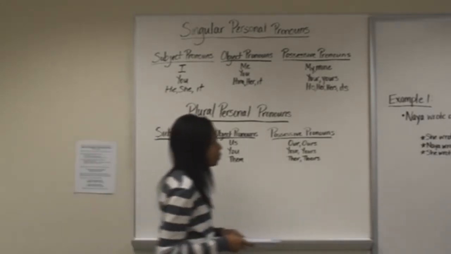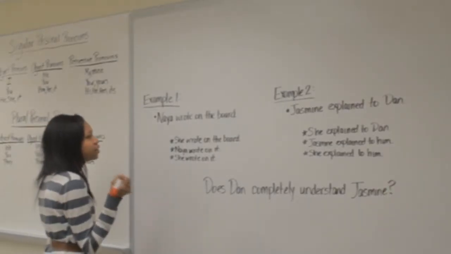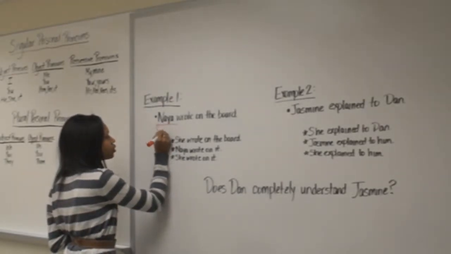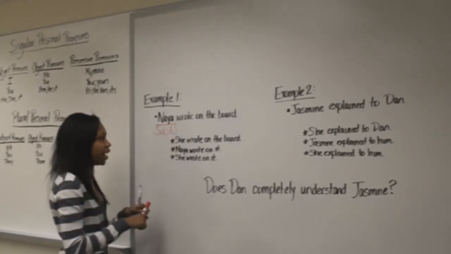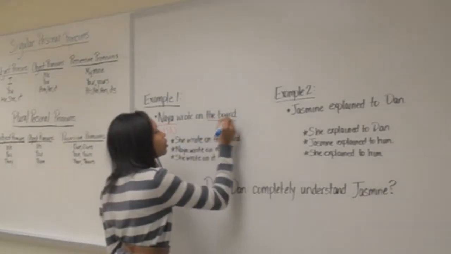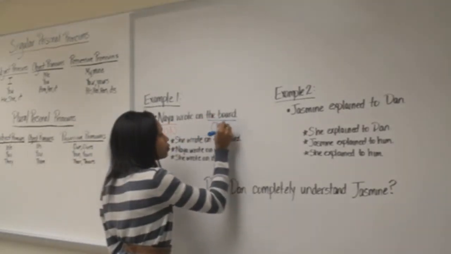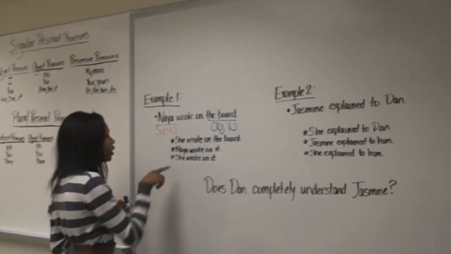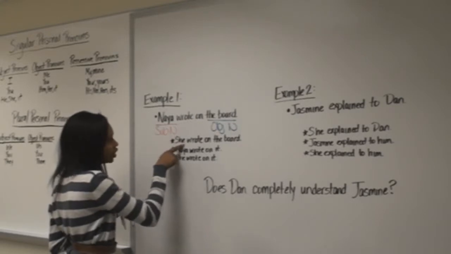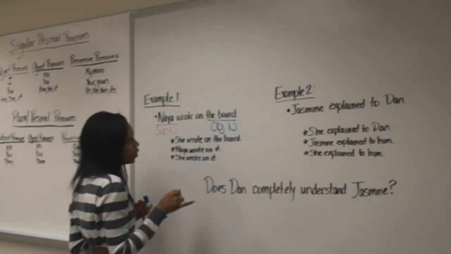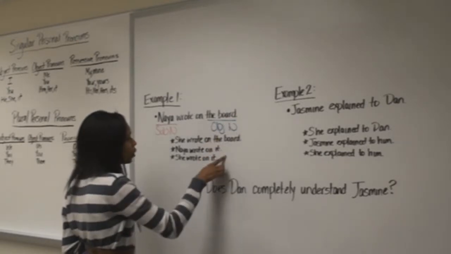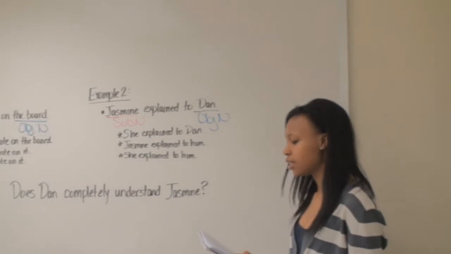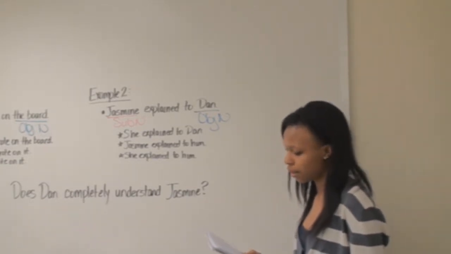Over here, we have 2 example sentences. Example 1, Naya wrote on the board. Naya would be considered the subject noun, and the board would be considered the object noun. So we could either say she wrote on the board, replacing Naya with she, or we could say Naya wrote on it, replacing the board with it, or we could say she wrote on it, replacing both. Those sample sentences tell us important things we need to know about pronouns.